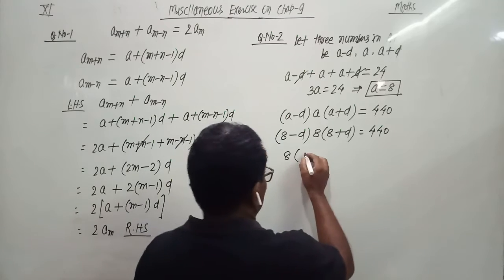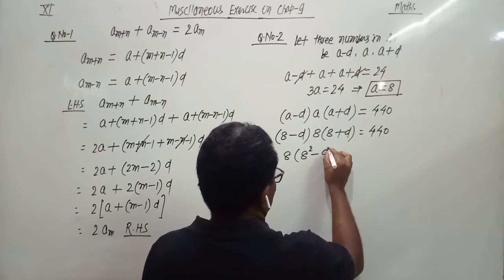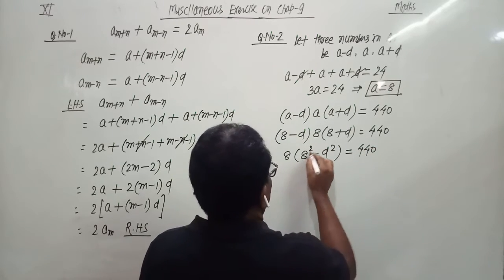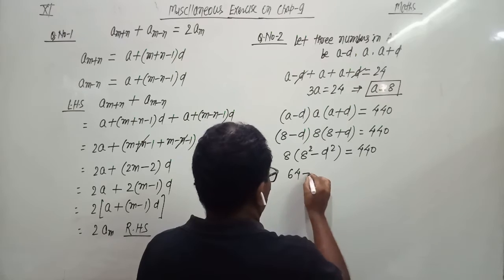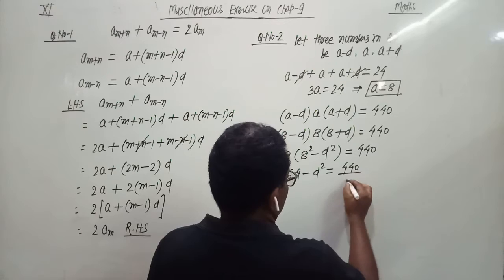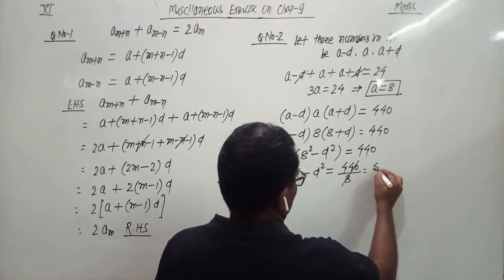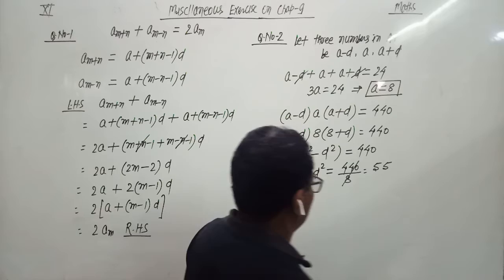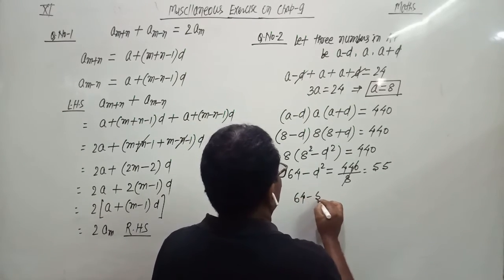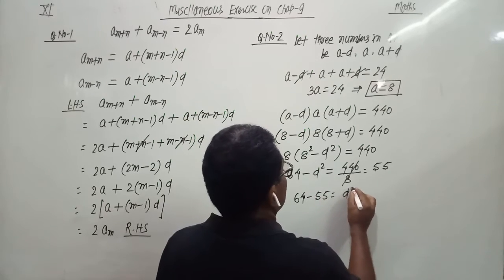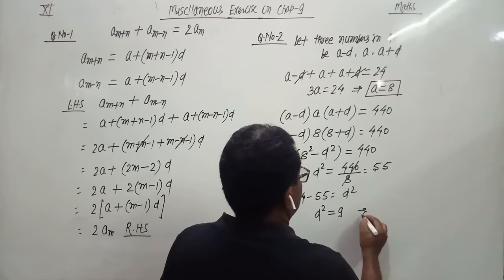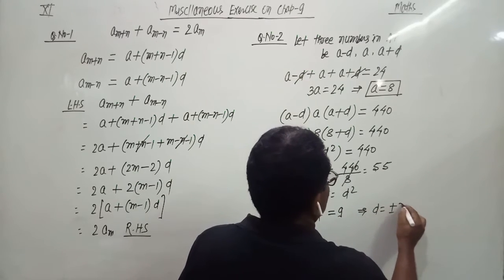We get a square minus d square equals 440. Then 8 square is 64 minus d square equals 440 divided by 8, which comes to 55. Then 64 minus 55 equals d square, and the value is 9, and d comes to be plus minus 3.